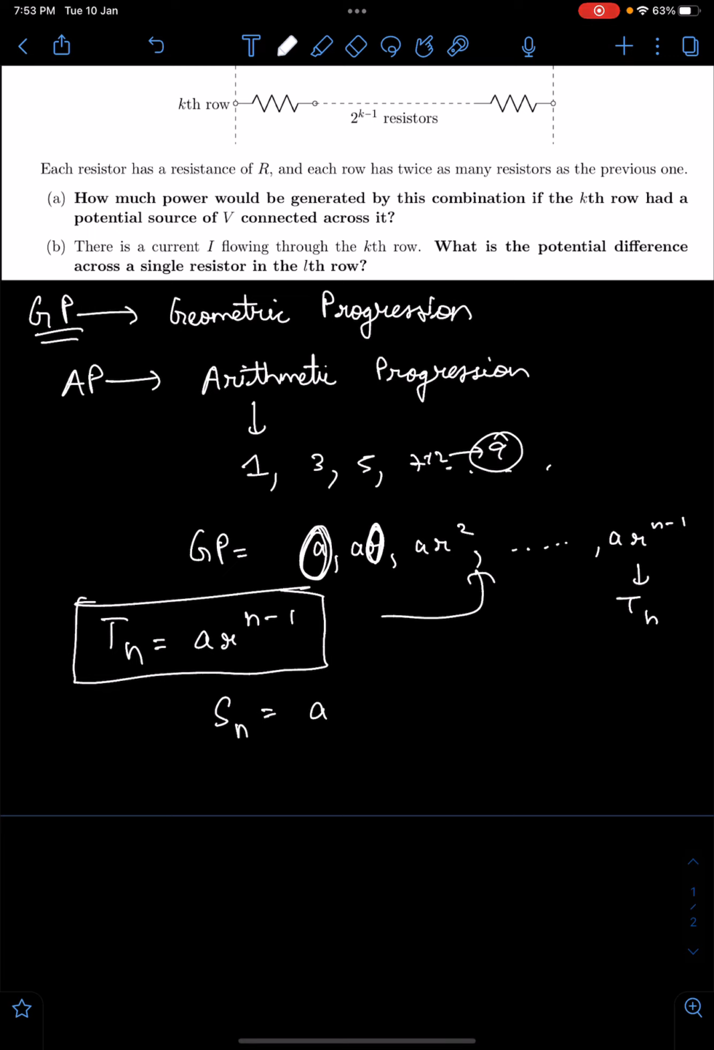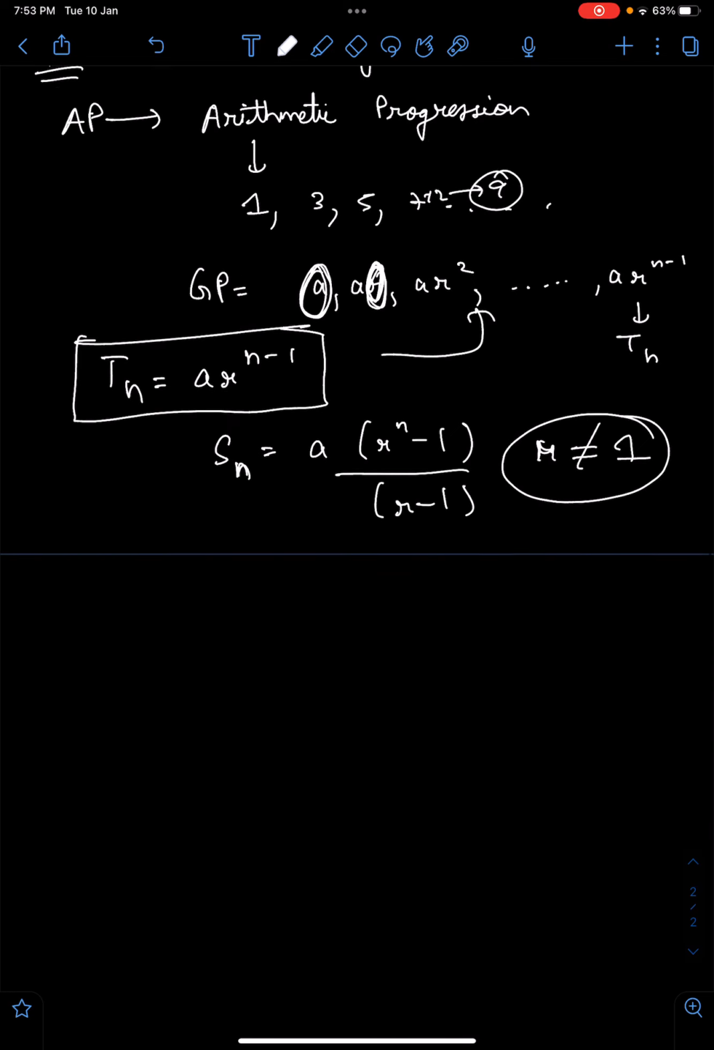You'll have to learn them as of now. The sum of n terms is equal to a(r^n - 1)/(r - 1). What is r? r is the common product difference. If I say common difference, it won't be accurate. I just mean the number you have to multiply in order to get the next term, the common product difference. And now this is basic common sense: r should not be equal to 1.